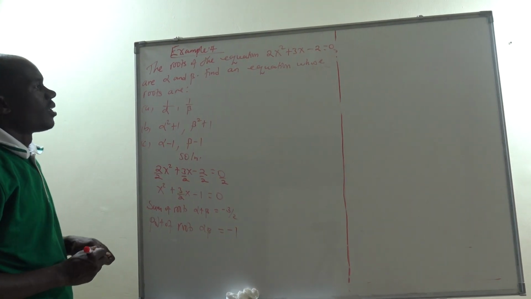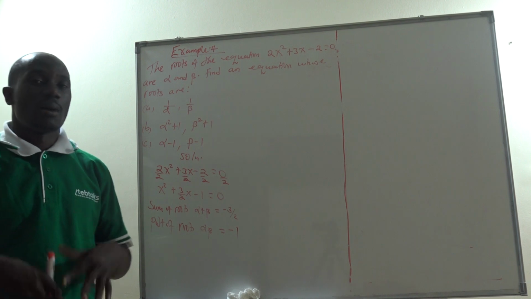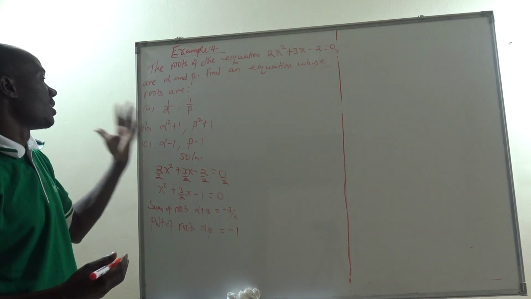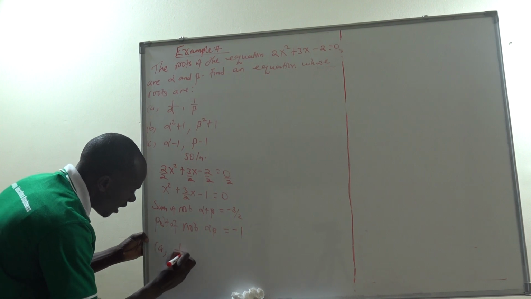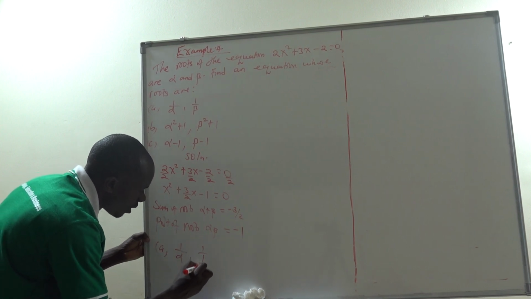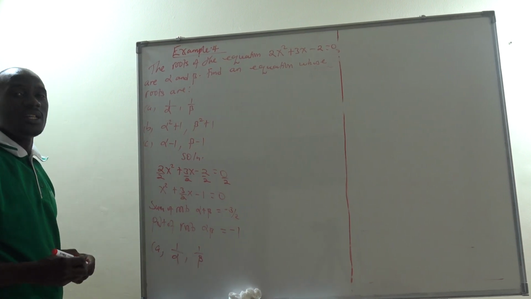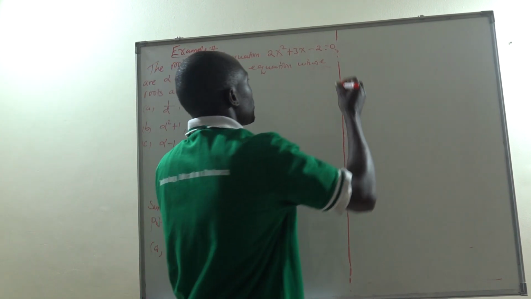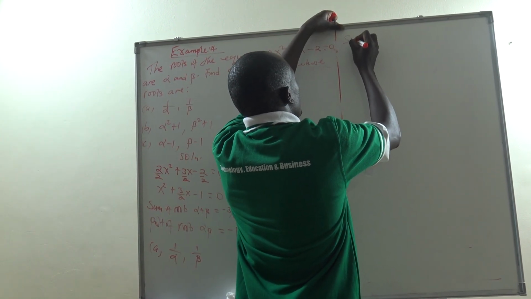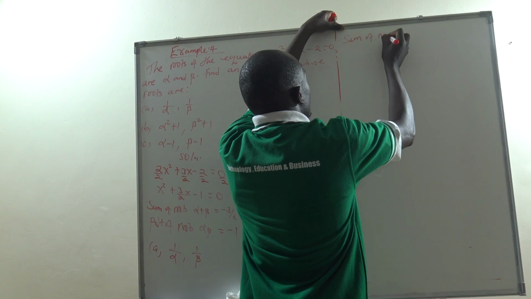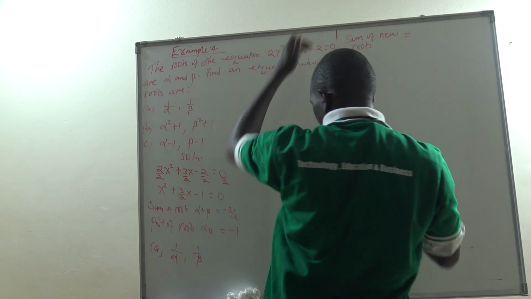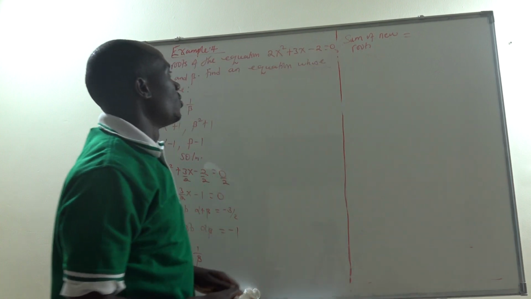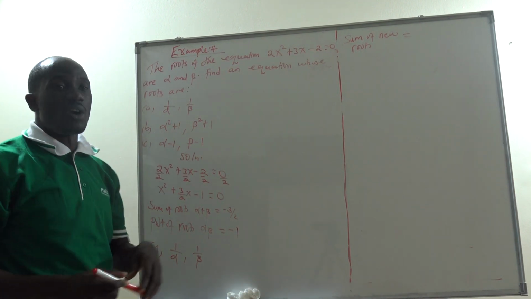Then from there, we go ahead and look at the sum of the new roots. Because the first part A, we are starting with part A. Part A is 1 over alpha, the new roots, comma, 1 over beta. Can we get the sum of new roots? Let's get sum of new roots. We are going to add them.